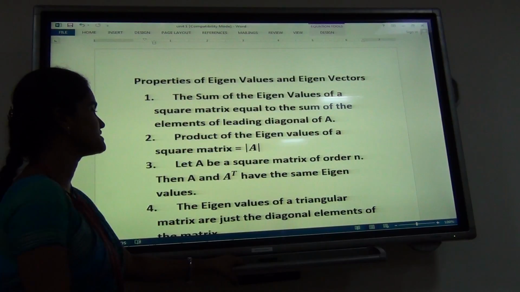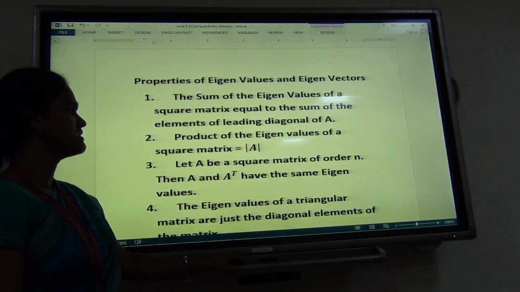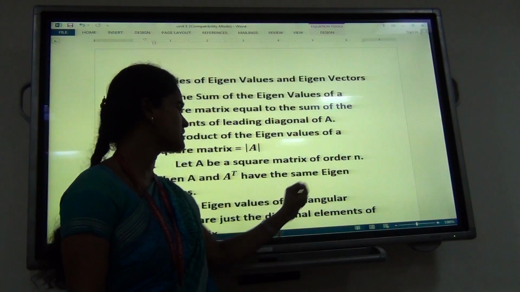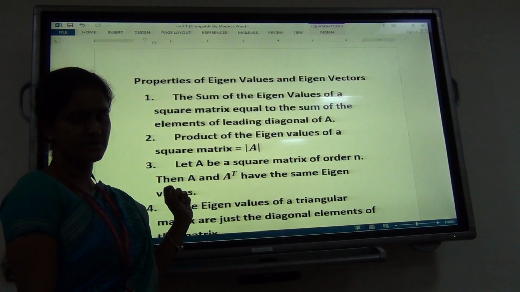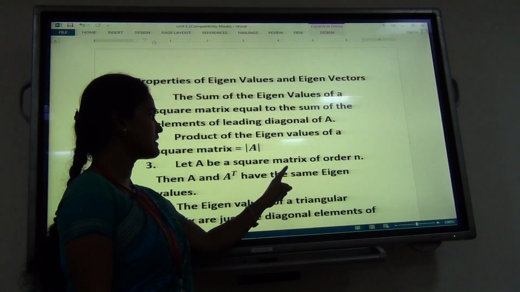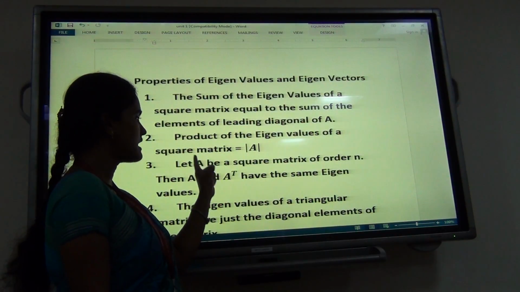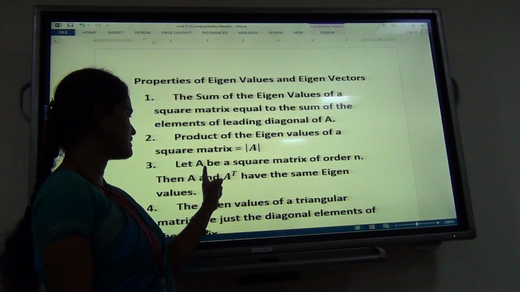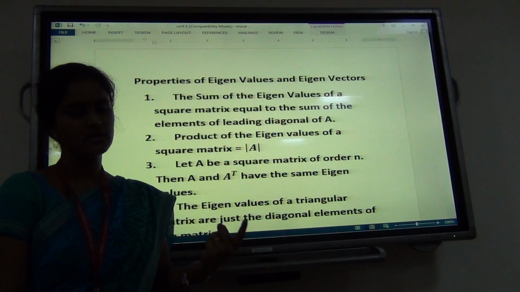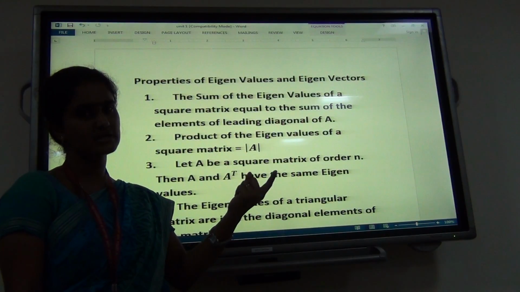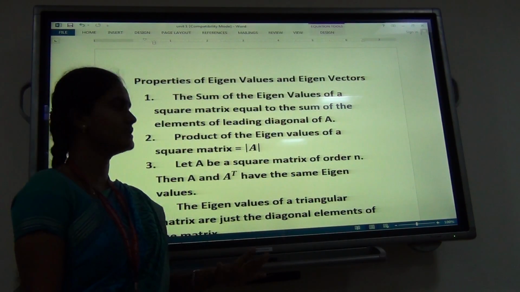That's the second property. And the third property is, if A is a square matrix of order n, A and A transpose have the same eigenvalues. If lambda 1, lambda 2, lambda 3 are the eigenvalues, then the eigenvalues of A transpose will also be lambda 1, lambda 2, lambda 3. That would also be the same.